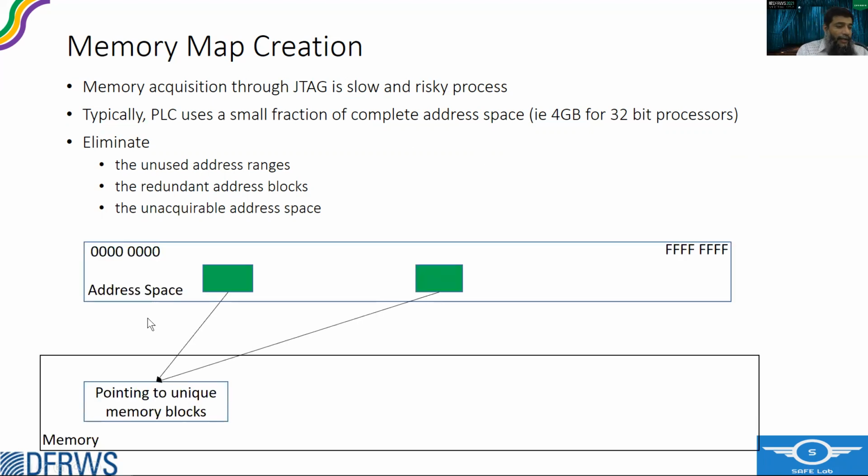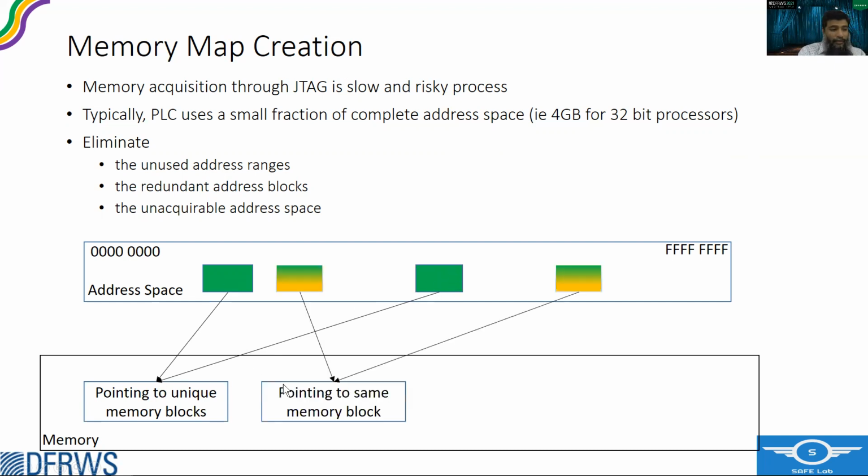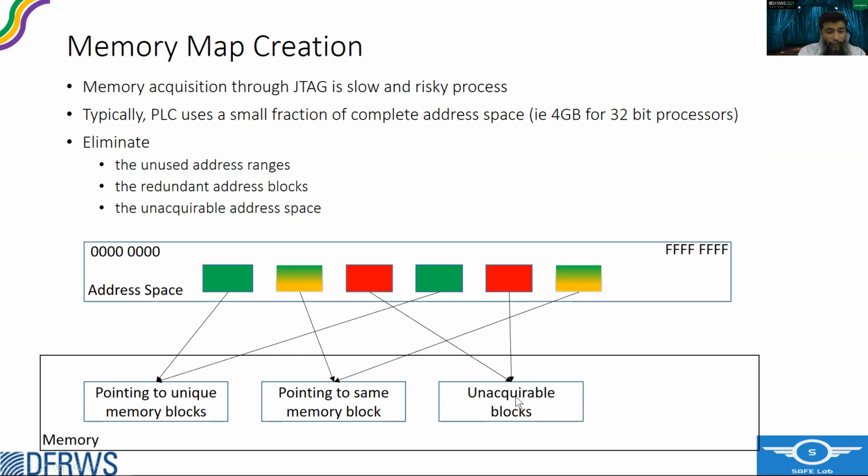Now, if you see here, these are the address ranges that actually point to unique address blocks, and some address ranges that may point to the same address block. So we are not interested in all of them, we are only interested in one of them. If we acquire one, we are good and we don't need the others. Then there are some address ranges pointing to peripherals which may crash the PLC, and we are not interested in acquiring these address spaces. We have to eliminate them. And then there are other ranges that are pointing to nowhere, and we are not interested in them as well.